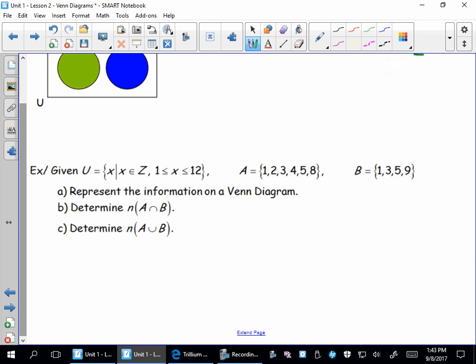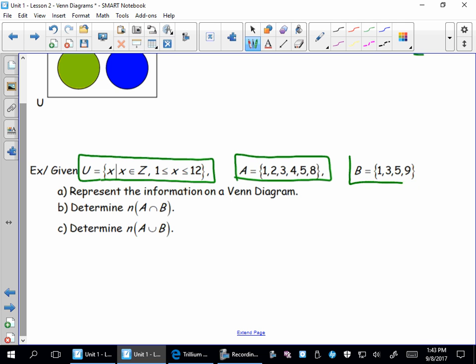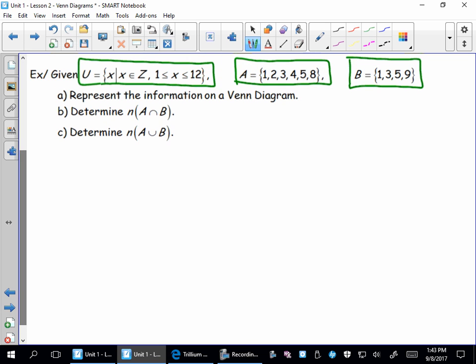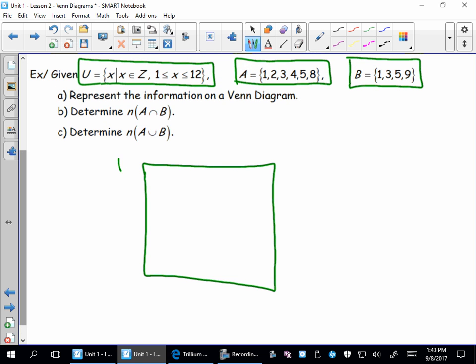So given U, made up of integers from 1 to 12, and A, 1, 3, 5, and 8, and B, 1, 3, 5, and 9, can we represent this information on a Venn diagram? So here's how we're going to do that. We're going to start with a box. Okay, that's my universal set. It has all the parts, all the numbers from 1 to 12, all the integers. But in there we have set A, and we have set B.